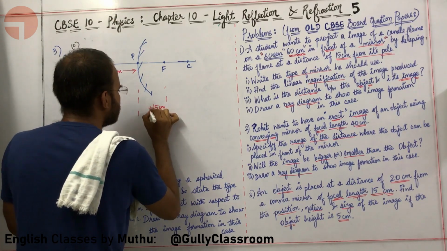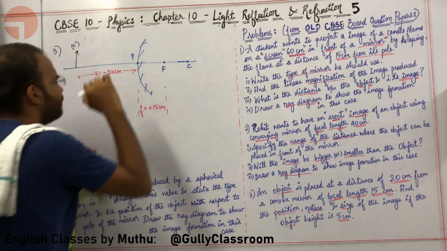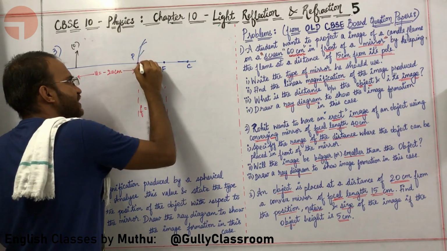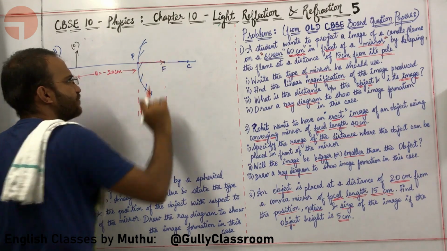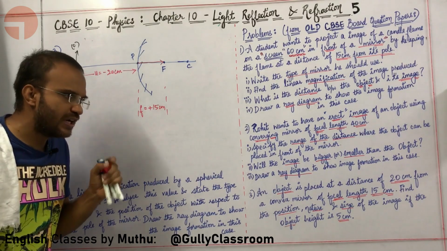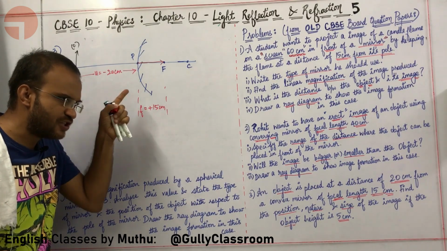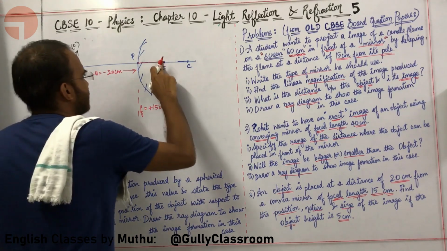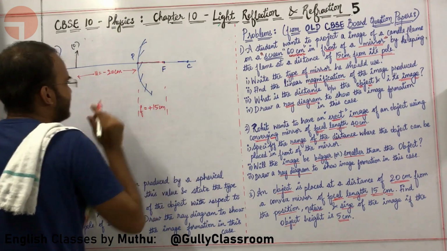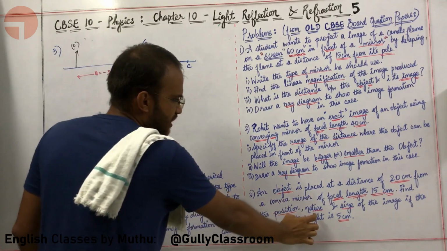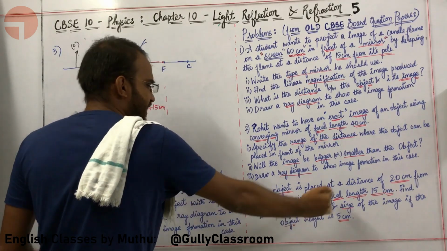Sir, why are you putting positive 15 over here? Because here the focal length is measured along the direction of the incident light. This is the direction of the incident light. The focal length is measured from the pole to the principal focus, which is also in the same direction. So automatically here the focal length can be taken as positive. Okay sir, what next? Find the position, nature and size of the image if the object height is 5 centimeters.